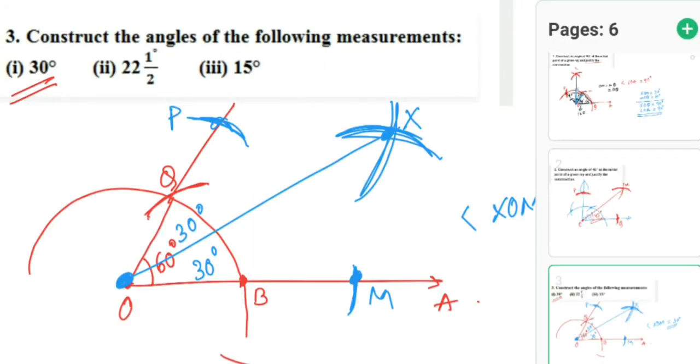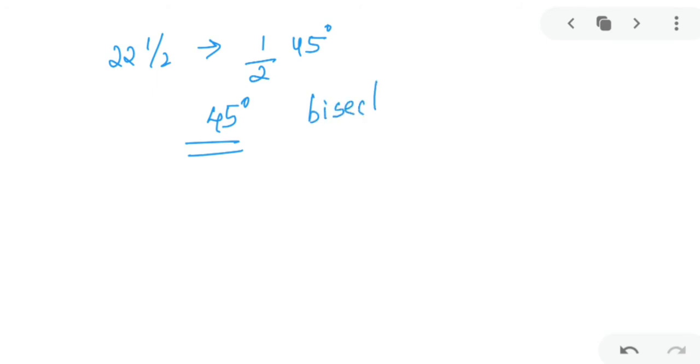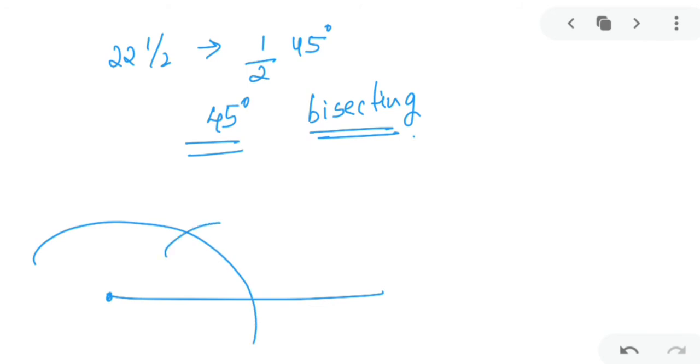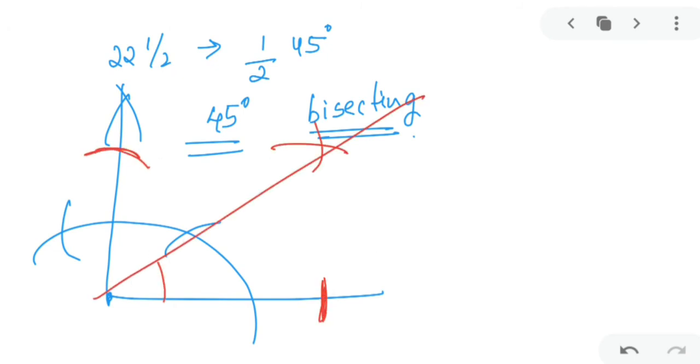Okay, you have to make one more, that is 22.5 degrees. Now what is 22.5 degrees? Can we say it is half of 45 degrees? So if I make a 45 degree angle and bisect it, I will get exactly 22.5. So how do I make 45? We have already done how to make 90. Once I make 90, my dear kids, and bisect it, what I will get is 45. So this is my 45 degrees.